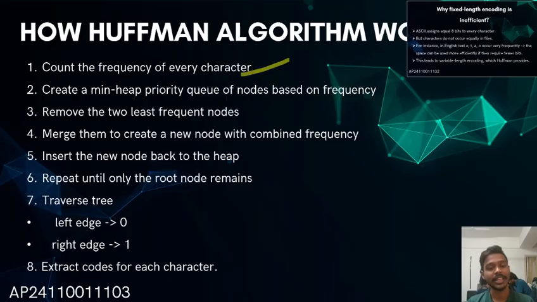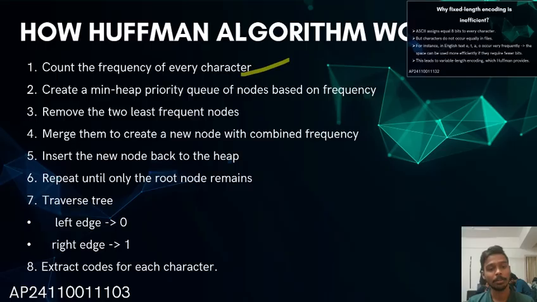Let's talk about step 7. Traverse the tree to get the assigned codes. Once the tree is constructed, we assign binary codes to each character. This is done by simply traversing the tree. Going to the left adds 0 and going to the right adds 1. Each character ends up with a unique binary code depending upon its path. Frequent characters are closer to the root so they get shorter codes. Less frequent characters are deeper so they get longer codes. This is what makes Huffman coding so efficient.